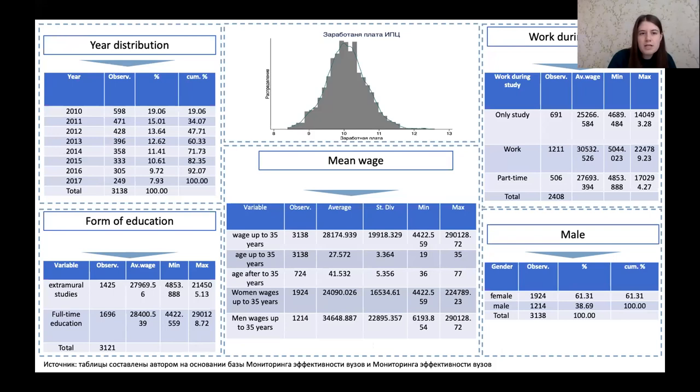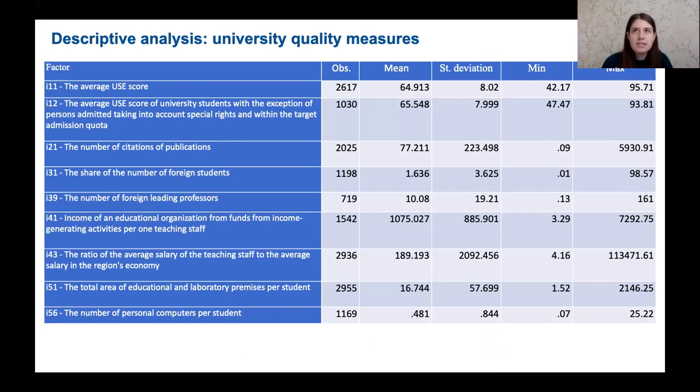And now let's look deeper into these factors. You can see that we use these factors and they can be combined into some groups. The first group relates to the average UC score of the university. I want to highlight that this average UC score is for the university, not for the person, because we don't have such data for the Russian labor market, unfortunately. So we work with the average UC score for the university. And we have two measurements. The first one is the average UC score. The second one is the average UC score without people with special rights.